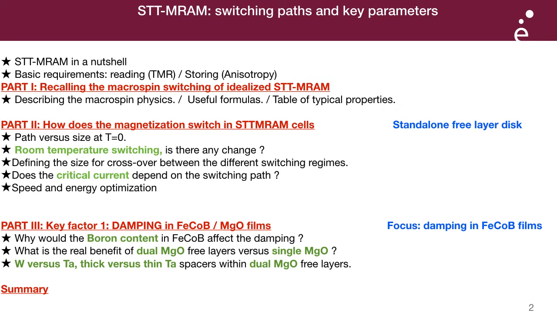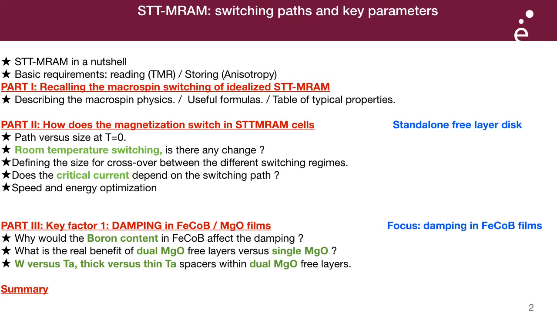Then in the second part, I will go to more realistic systems, and I will describe how does the magnetization reverse in STT-MRAM cells. I'll first do it at zero temperature, then we will increase the temperature to see what changes, and this will help us to define the sizes in which macrospin switching happens and in which domain wall switching happens. And then I will show that the critical current in fact does not depend much on the switching path.